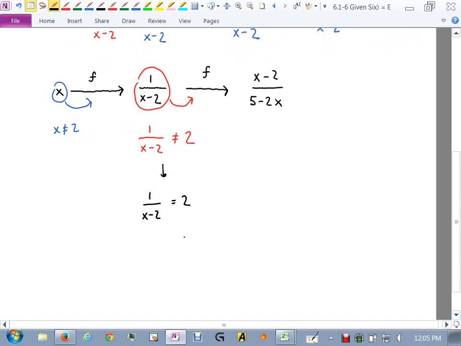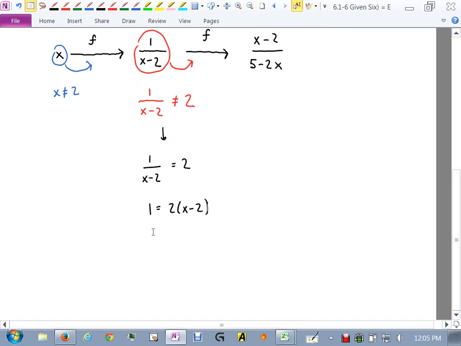So I multiply both sides by what here? x minus 2, which would leave me with this, which gives me 1 equals 2x minus 4. 5 equals 2x. 5 halves equals x. So right here, this is telling us what x can't be, right?